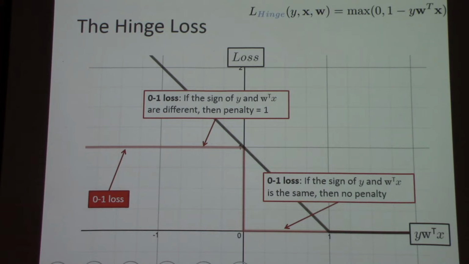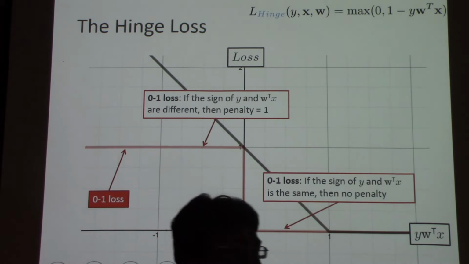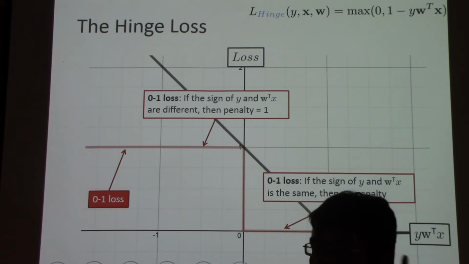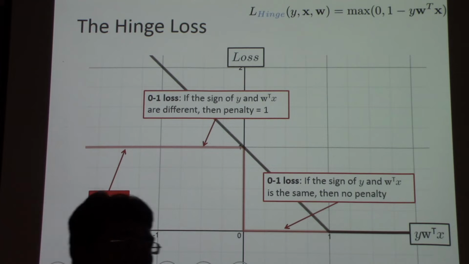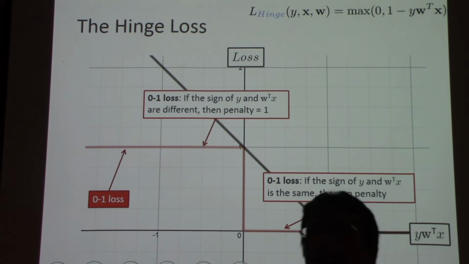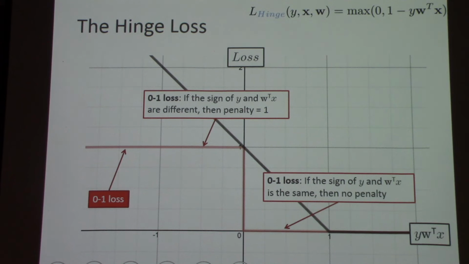The 0-1 loss says if Y and W transpose X have the same sign, that is YW transpose X is positive, on this side to my left, the classifier, that particular weight vector, makes no mistake, so the penalty is 0. To my right, Y and W transpose X have different signs, so the product is negative, then the penalty is 1. So this is called the 0-1 loss. It's just saying, this is how much the classifier should pay if it makes a mistake on an example. Every mistake costs 1 point.